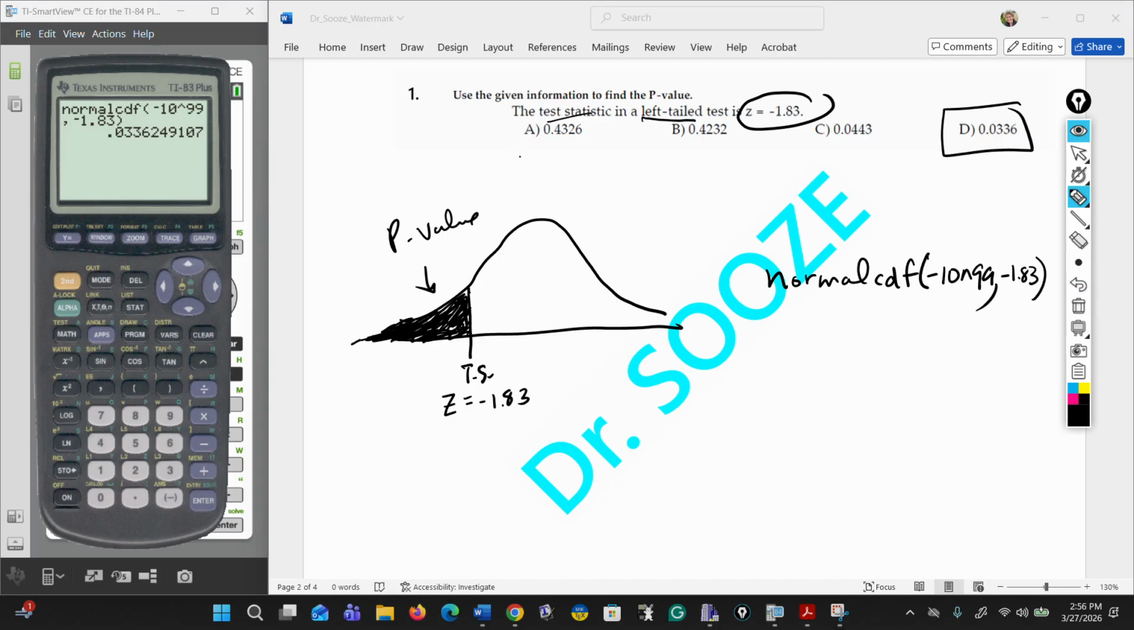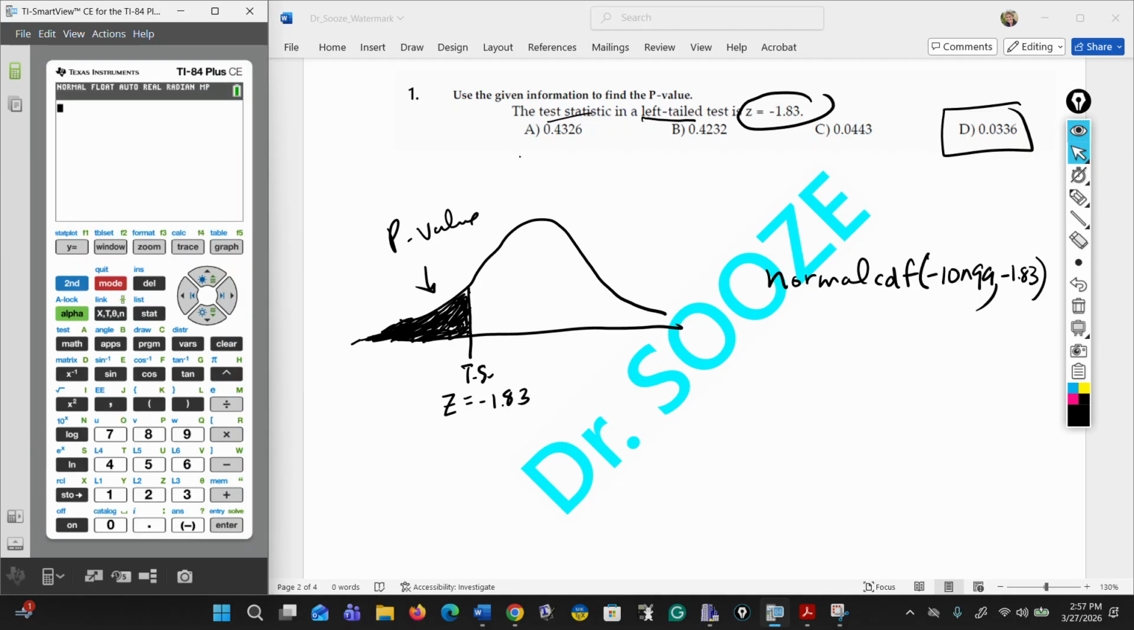But now suppose you have one of these more newfangled calculators. It's still going to be the same command, and you still get there the same way. So I'm going to do second vars, and come down here to normal CDF. Now it takes you to this page. This is the default, and that's your left limit. The default is a number that's heading off to negative infinity, so I don't need to change the default on this one. And then my upper limit, or my right limit here, is going to be minus 1.83.